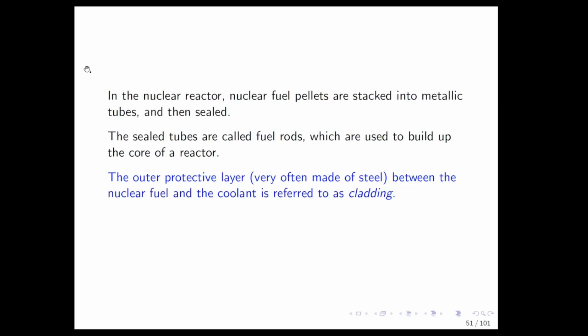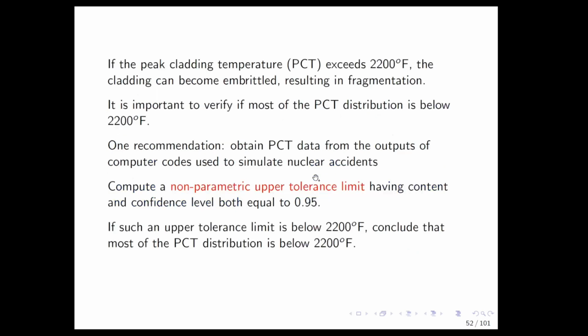So the nuclear reactor, this is a very simplistic explanation of what is going on, because I don't know the technical details. There is something called cladding, and this is what is protecting the reactor. If the temperature becomes very hot, that means if the cladding temperature exceeds 2200 degrees Fahrenheit, the cladding can become shattered, brittle, and fragmented, and there could be an accident.